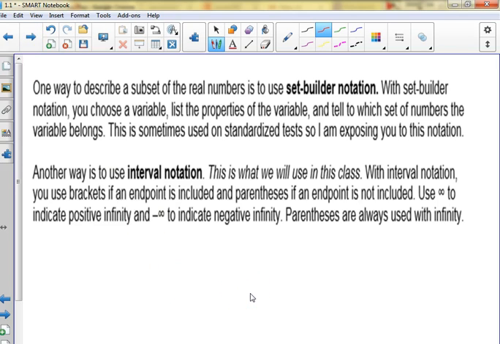When we start talking about a subset of numbers, the book will use what it calls set builder notation. I hate it, but I want you to see it because it's in the back of the book. When you look up the odd numbered answers, they will use set builder notation. We are going to use interval notation. Do you remember interval notation? Set builder notation, you choose a variable, you list the properties of the variable, and then you tell which set of numbers it belongs to. They use this on standardized tests as well. So I'm going to expose you to it, but we are going to answer with interval.